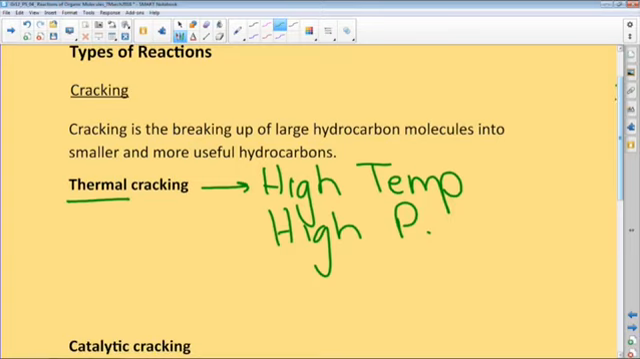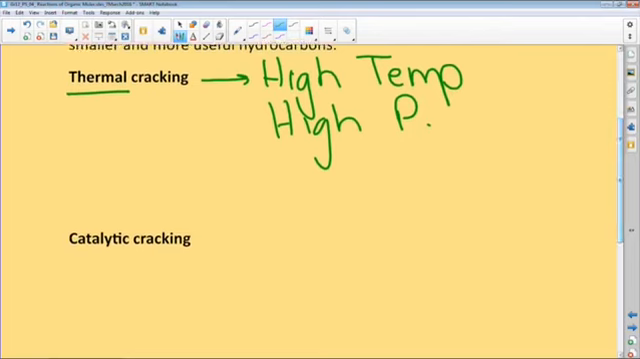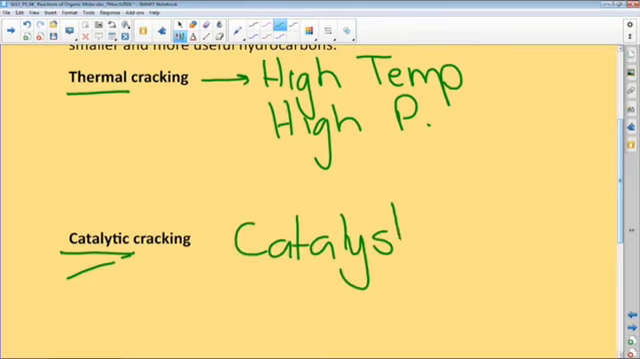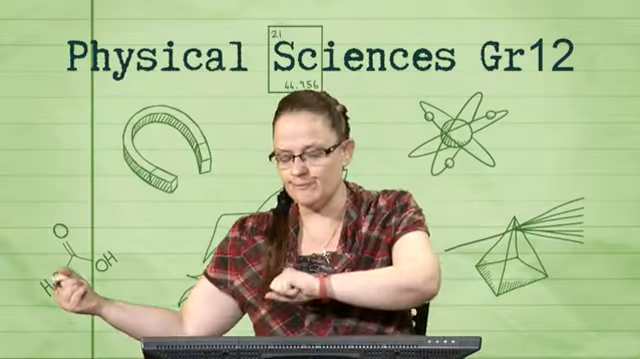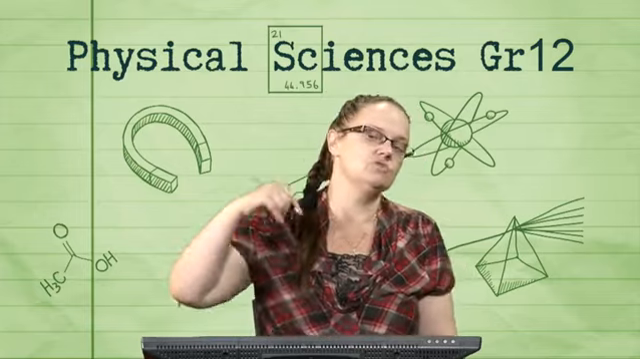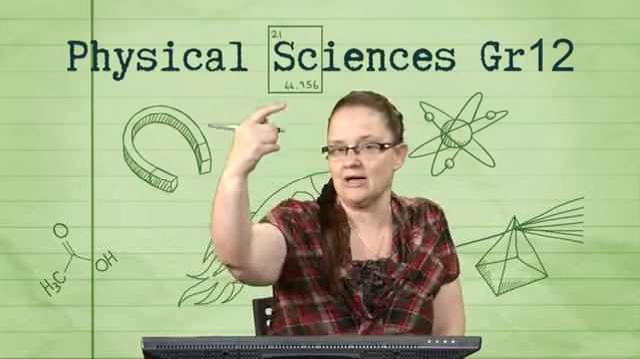The more common way of cracking now is catalytic cracking. And what that means is that we use a catalyst, okay, and you don't need to know what the catalyst is, it's normally a zeolite, because it's a very complicated molecule. Using a catalyst means that I can have the same concept of breaking the molecule up, but I don't need to use the high temperatures and I don't need to use the high pressures, which makes it safer.